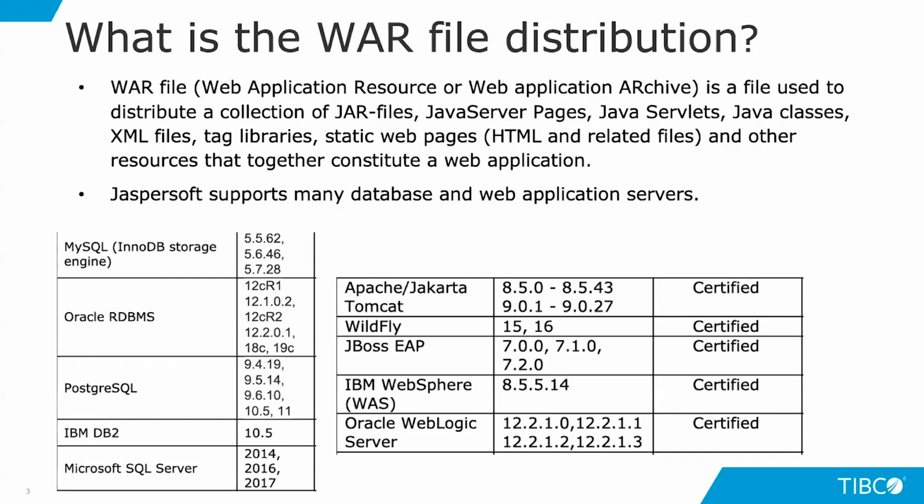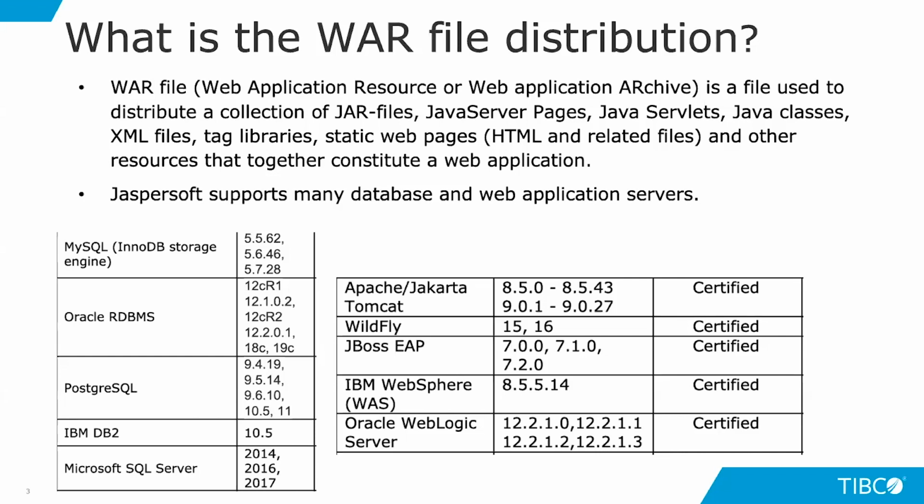All right, so what exactly is the WAR file distribution? A WAR file, otherwise known as a web application resource or sometimes a web application archive, is essentially a zip file, in a sense, used to compile a web application. It contains all of the resources that you need to build this web application and to get it installed correctly. In this case, it's going to be the Jasper Server web application, and this WAR file is simply going to build it out for us.